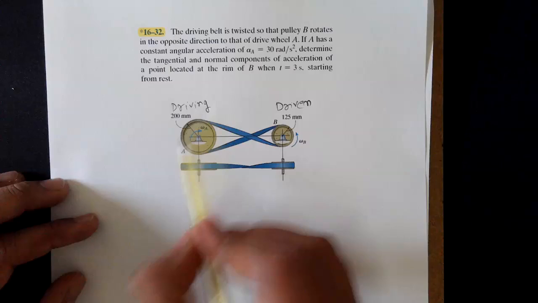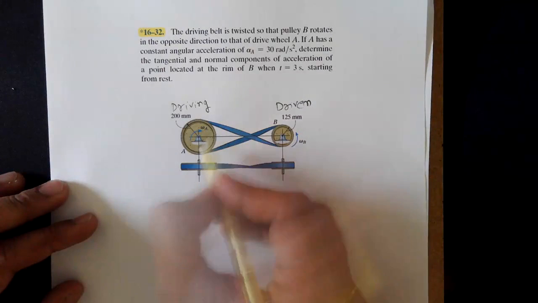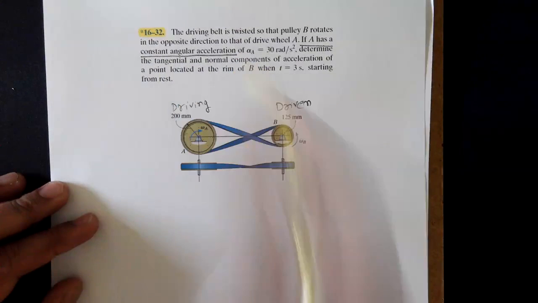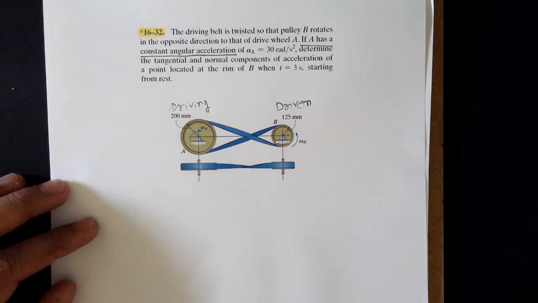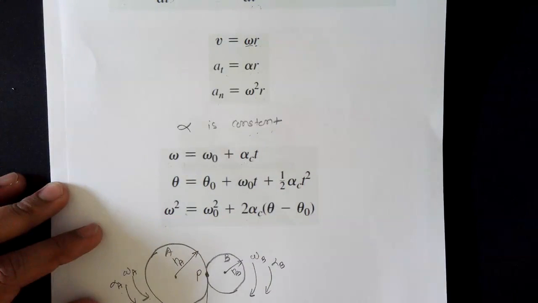Now, what we know for this problem is that wheel A has constant angular acceleration. This is very useful information because if the angular acceleration is constant, we can use one of the three equations here.